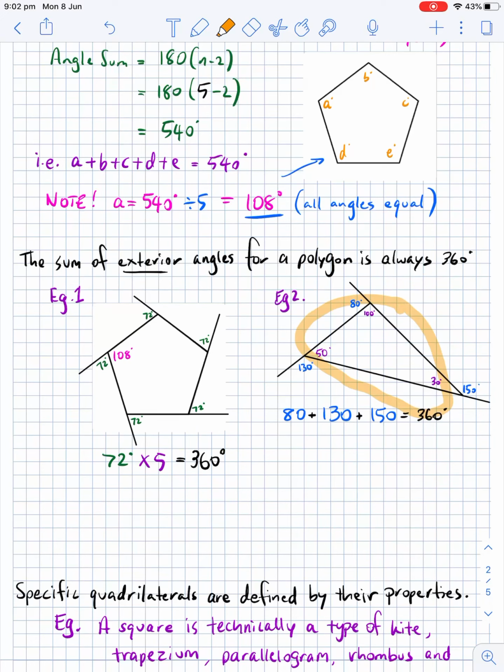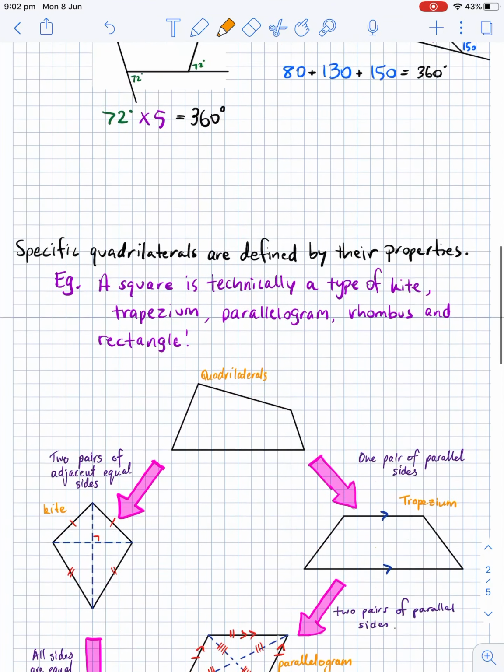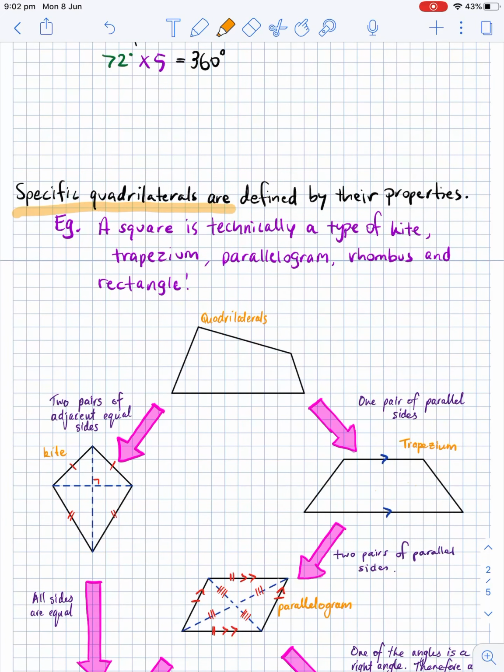Here, this triangle, you can see the interior angles. That means we can find the exterior ones as well. And according to this rule, these exterior angles should always add up to 360, and that is exactly what they do. Okay, so here are some specific quadrilaterals, and specific quadrilaterals are defined by their properties.